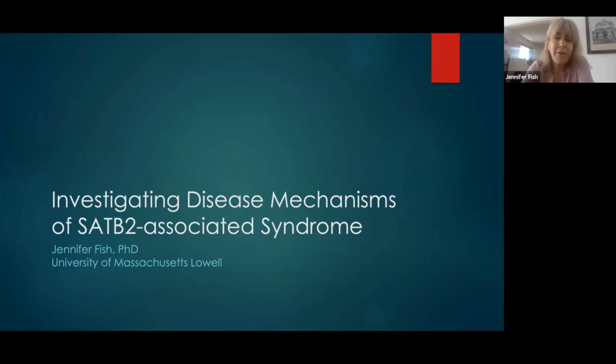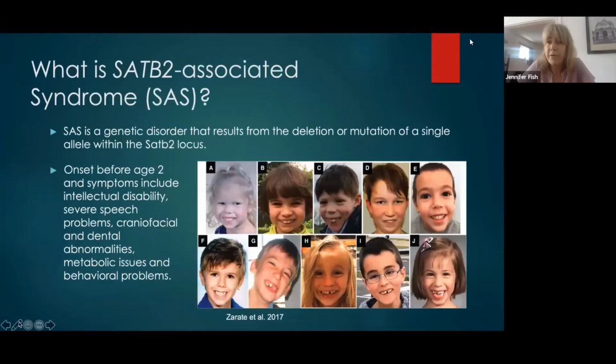I'm an assistant professor at the University of Massachusetts Lowell, and in my lab, we investigate disease mechanisms of SATB2 associated syndrome. So today I'm going to give a brief overview of this syndrome and some of the work that we're doing in my lab to understand the mechanisms of disease and what we might be able to do in terms of therapies. So what is SATB2 associated syndrome, also typically referred to as SAS?